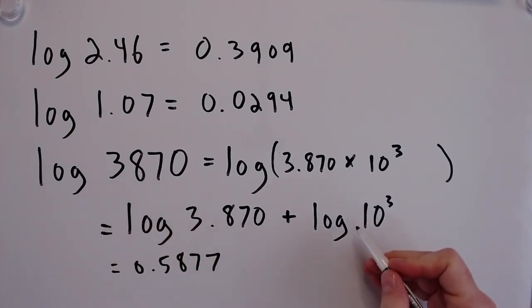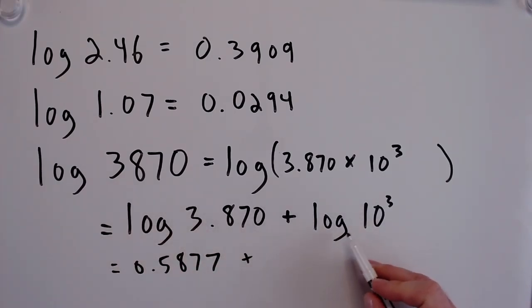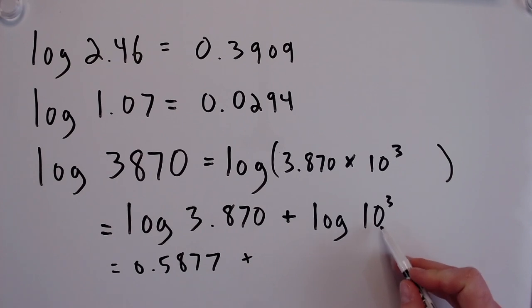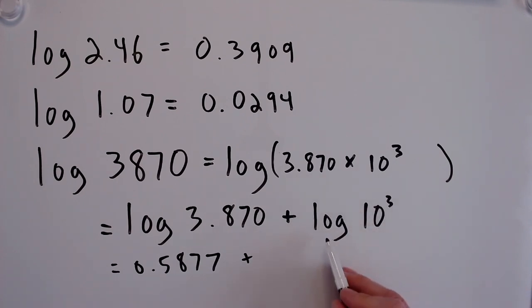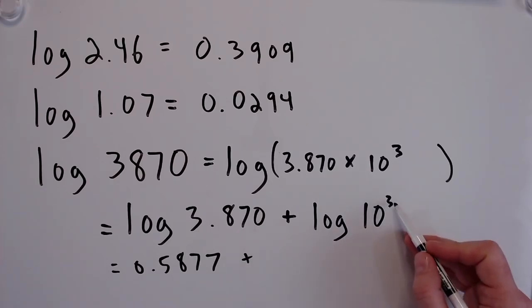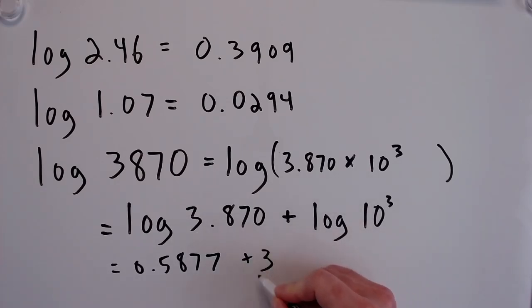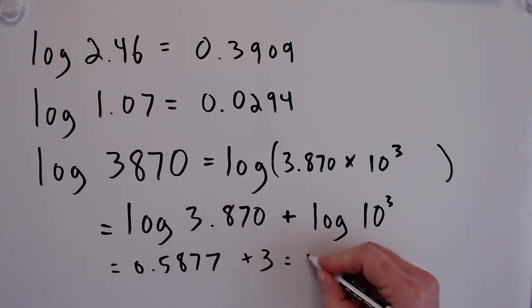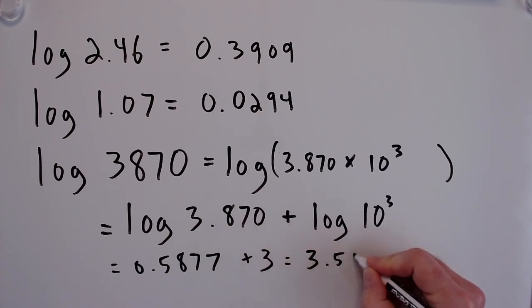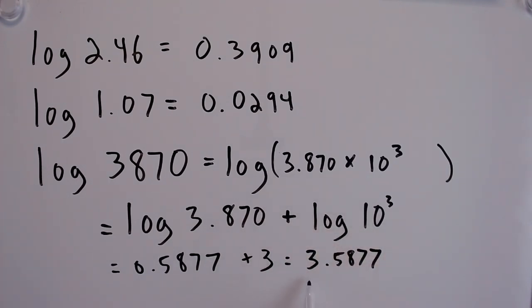And for this one, we're taking log base 10 of 10 to the third power. Whenever you take the log of something with its own base, all you're left with is the exponent. So we have just a 3. So we can combine these into 3.5877. The 3 is our characteristic, and the 0.5877 is the mantissa.